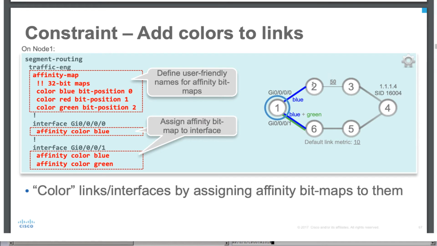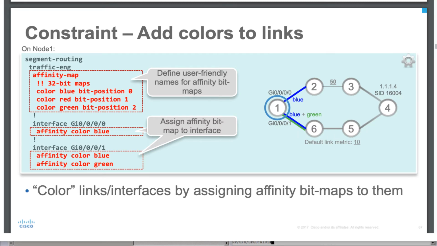Now we'll go ahead and repeat the same configuration on node 2. You will come to node 2 and say segment routing, traffic engineering. You will pick up the interface. Let's say the interface is gig 0 here. And we'll go ahead and say affinity color blue. So that means the link between 2 and 3 is also colored blue. Similarly, let's say the whole top path we have colored blue, and imagine the whole bottom path we have colored green.